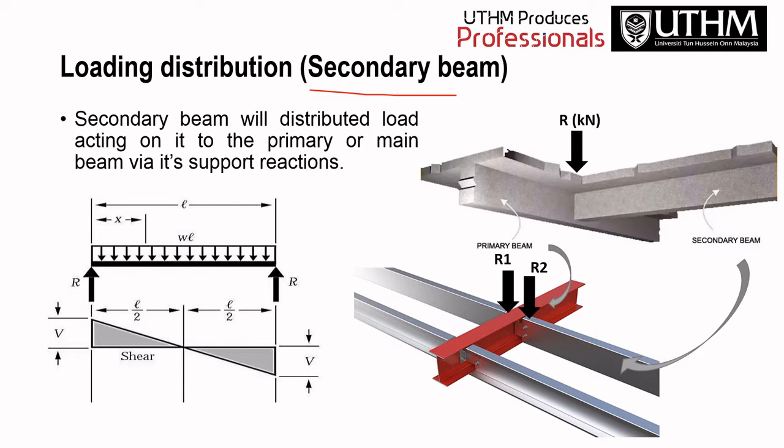Okay, so secondary beam will distribute the load acting on it to the primary or main beam via its supports' reactions. Means the secondary beam directly distributes the load to the main beam because it doesn't have the columns here to support it. So the load from the secondary beam will distribute to the primary beam, also called the main beam, via the support reactions. The load on the secondary beam here will distribute to the left and to the right support, to the main beam here and here.